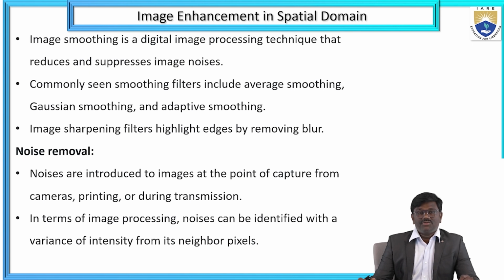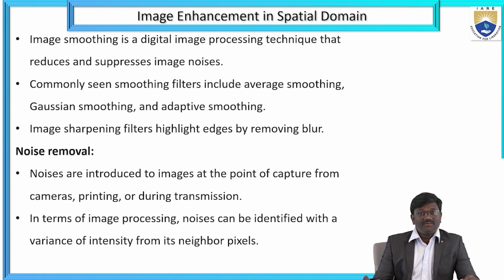Now, noise removal. Noise is introduced to images at the point of capture from cameras, during printing, or during transmission. In terms of image processing, noise can be identified by a variance of intensity from its neighboring pixels. I am repeating: noise is introduced to an image at the point of capture from cameras, while printing an image, or during transmission from one device to another. We are going to concentrate on noise removal.